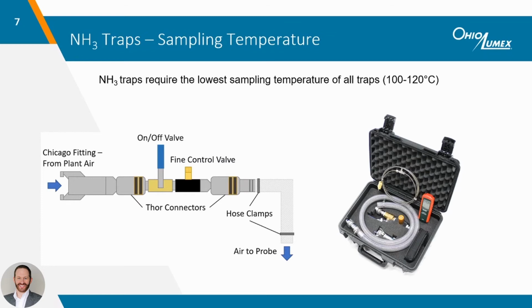Failure to stay below 120 degrees Celsius may result in breakthrough. As discussed earlier, these traps are often used at the outlet of an SCR, which at a coal-fired power plant is generally around 280 to 350 degrees Celsius. In order to get the trap temperature down into nominal range, compressed plant air needs to be supplied to the cooling air inlet of the probe.